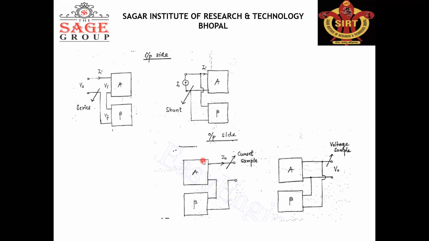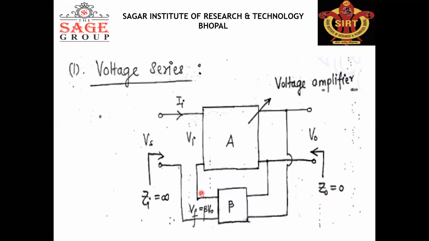And output side sampling is done. So sampling, the first word shows voltage or current. If the sampling is done in the form of voltage, then we have to make a parallel connection. Amplifier and feedback network should be connected in parallel when the sampling is done in the form of voltage. When the sampling is done in the form of current, then amplifier and feedback network should be connected in series, right? So this is the diagram of voltage series.